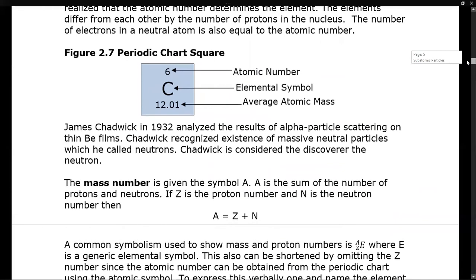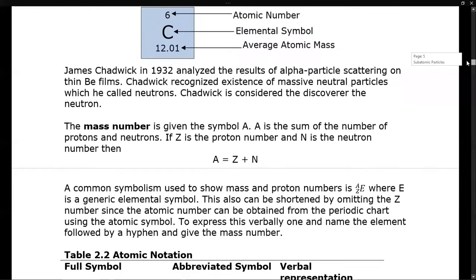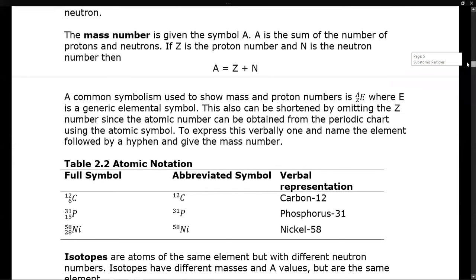James Chadwick also determined that there was a neutral particle, which ends up being called the neutron, as a result of alpha particle scattering on beryllium films. He's considered the discoverer of the neutron. So that gives us all 3 subatomic particles and how they were discovered. Let's work on how to figure out each isotope then.